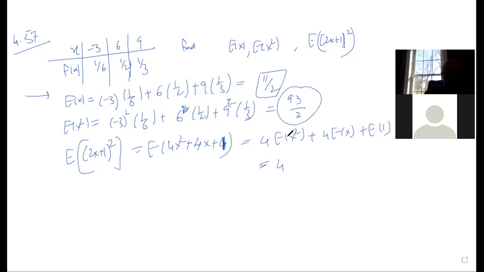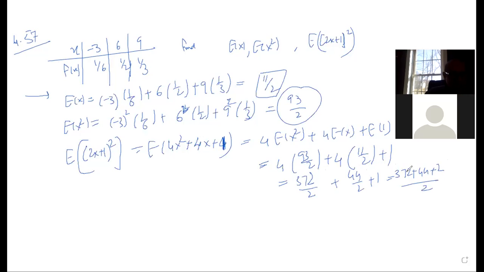For 4 times the expected value of x squared, I already figured it out, that is 93/2, plus 4 times the expected value of x, which is 11/2, and the expected value of 1 is equal to 1. So 4 times 93/2 is 372/2, plus 44 plus 2, all divided by 2. That is 418 divided by 2, so it is 209 if I'm not wrong. So that's how you can solve this example, which is also a discrete case.